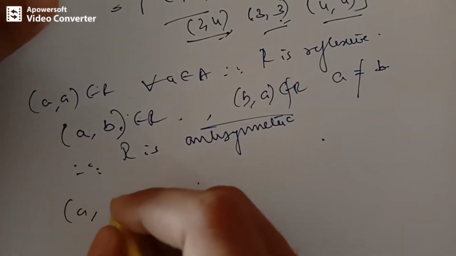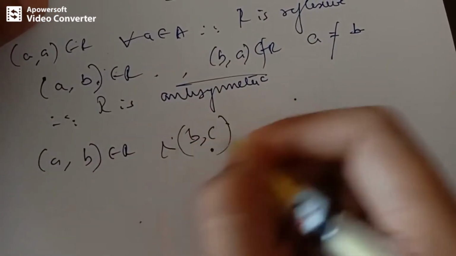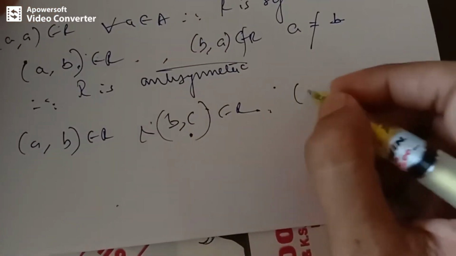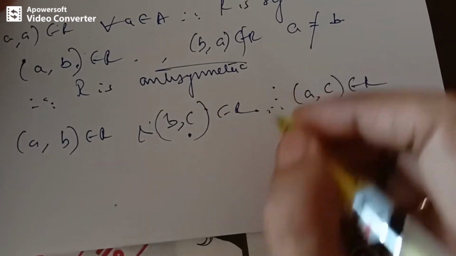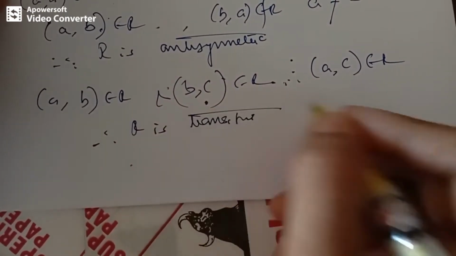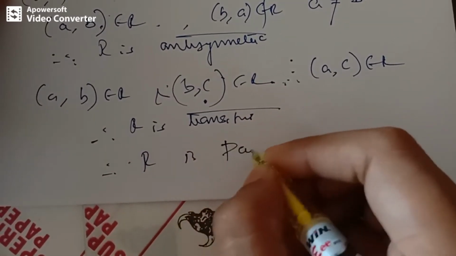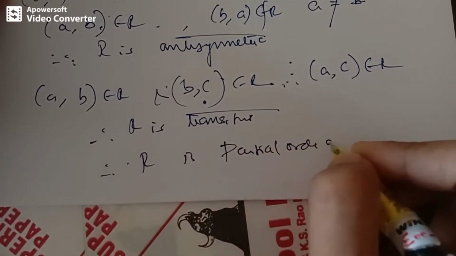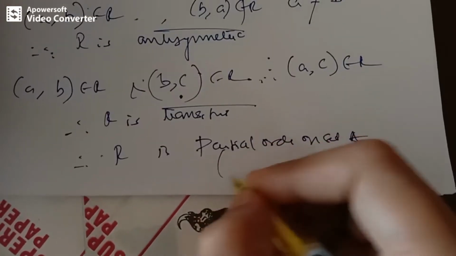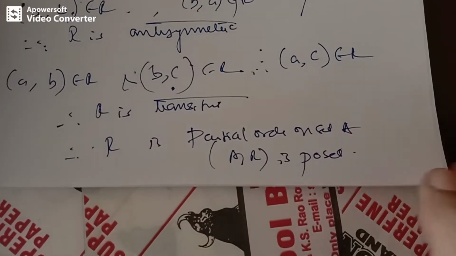Therefore we can write, we have (a, b) belongs to R and (b, c) belongs to R, and then (a, c) belongs to R. Therefore (a, c) belongs to R. It is what we infer. Therefore the relation R is transitive. And since we have proved all the three properties, the relation R is a poset, or a partial order on set A, or (A, R) is a poset. So this is what we can conclude.